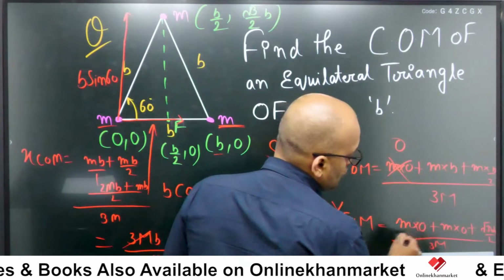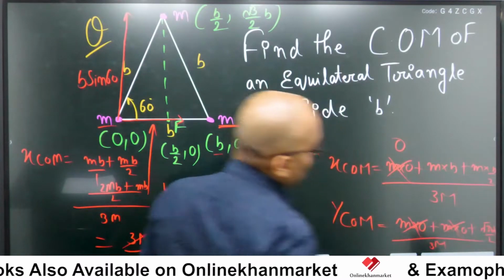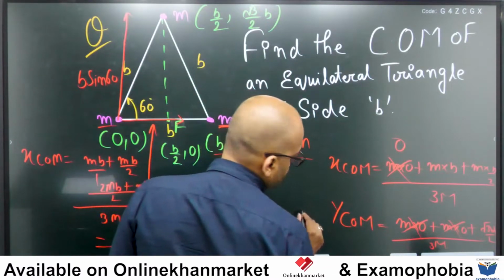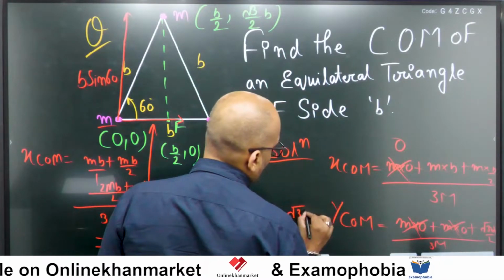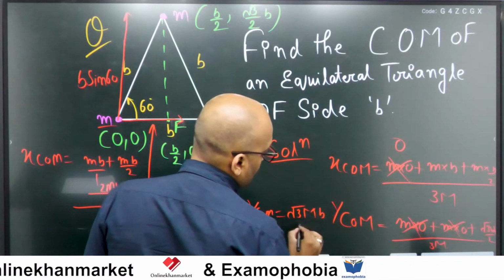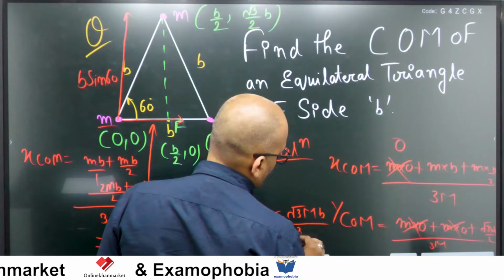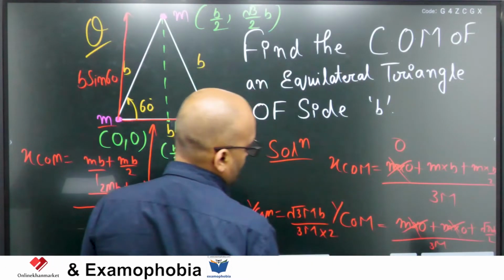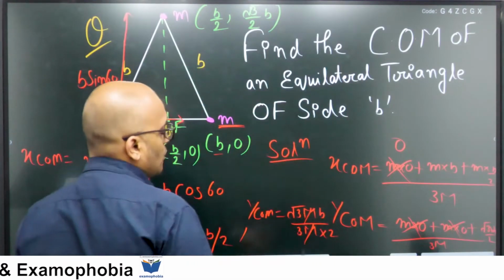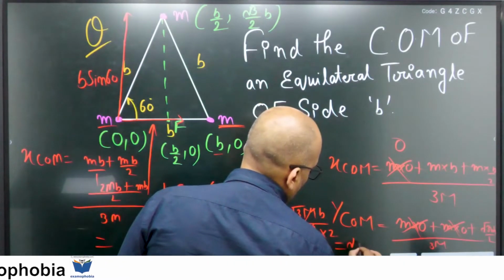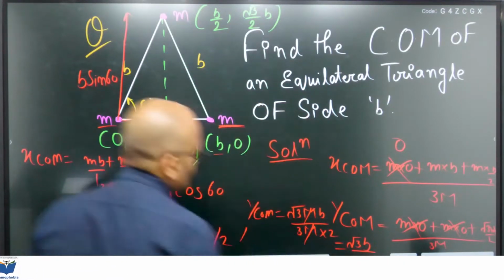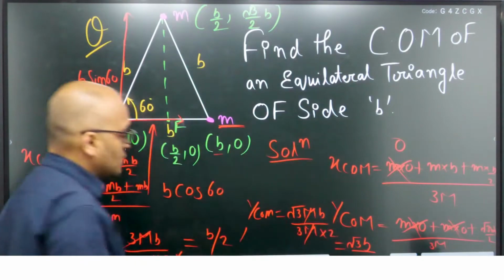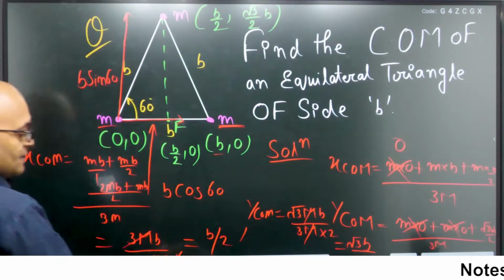Simple calculation, m into 0 cancels, m into 0 cancels. We will get root 3 mb upon 3m into 2. Yes or no? m cancels out. So you can simply write root 3b upon 6. Root 3b upon 6. So I am writing here the final answer.